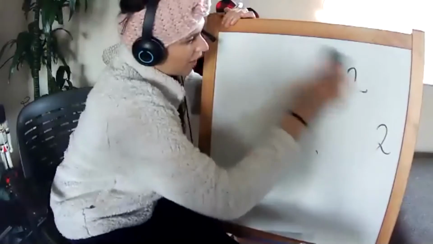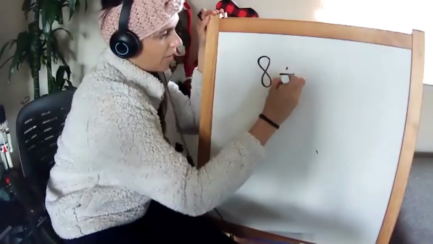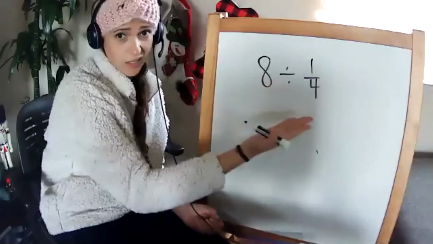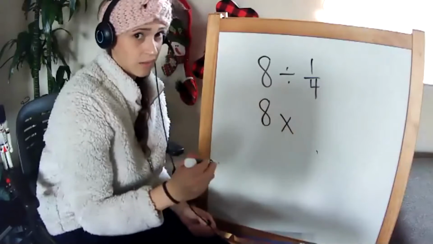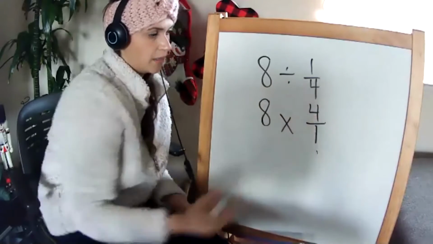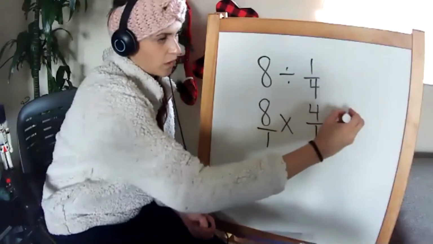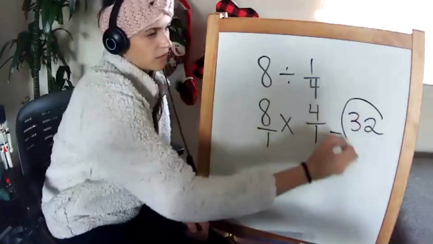If we have a problem like 8 divided by 1/4, and I want to switch the problem because I don't know how to do this, I'm going to say 8 times, I'm going to use the reciprocal, 4 over 1. I'm going to put this over 1, and then I just have to do 8 times 4 equals 32. And it's over 1, so that's my answer, 32.